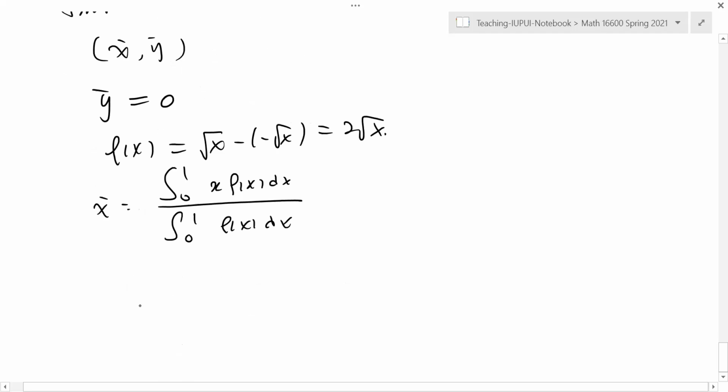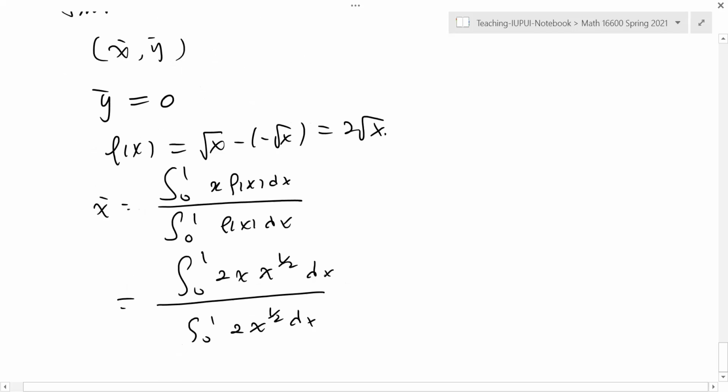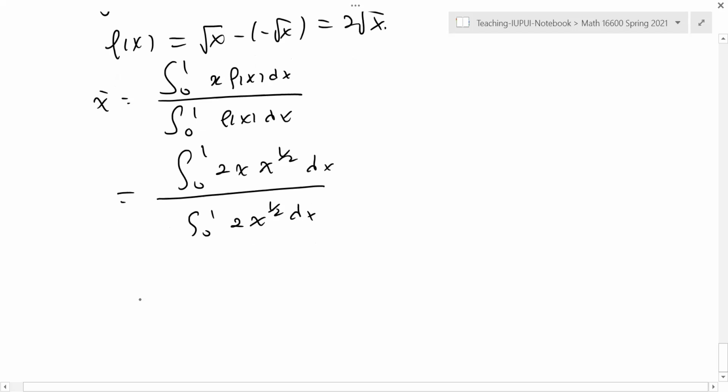Usually we put a problem like that on the quiz, as long as you understand. It's 2 square root x, and this will be 2 times x times square root x, dx. So you find the antiderivative of each of them. Okay, so let's do it. This will be 2 over 3 x to the 3 over 2, and you evaluate at the endpoint. This is 3 over 2, so 2 over 5 x to the 5 over 2.